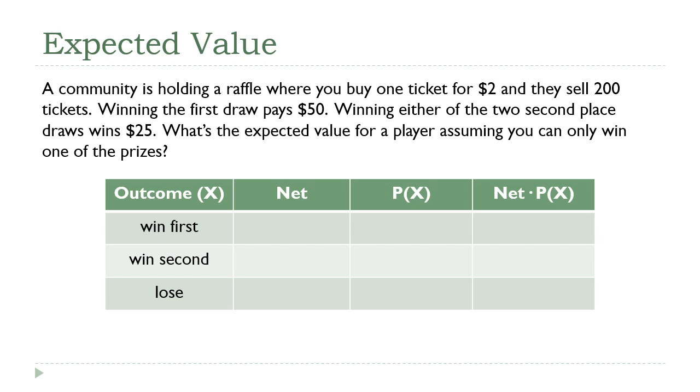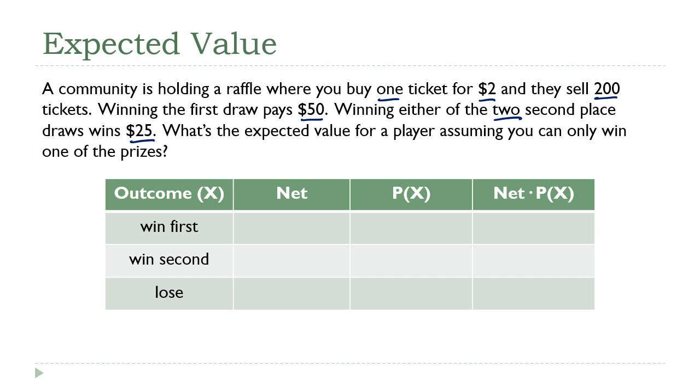So we have a pretty standard expected value question here. We have a community holding a raffle, and you're going to buy one ticket out of 200 that are sold for $2. We have some information about the winnings. There's going to be one first place prize worth $50 and two second place prizes each worth $25. And we want to find the expected value to the player.